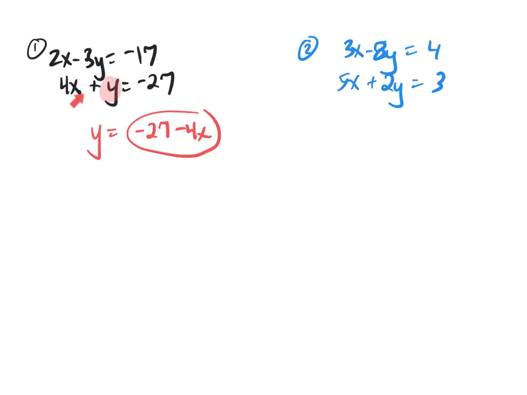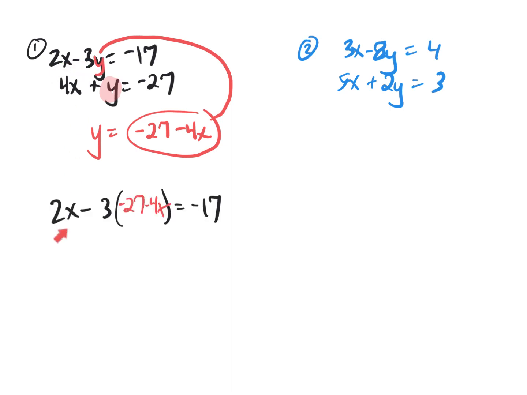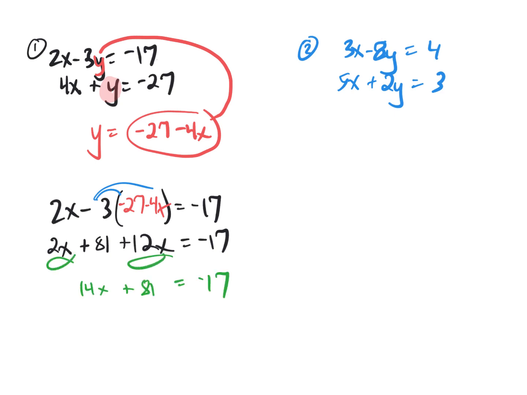Choose the bottom equation and choose y to solve for. Subtracting 4x from both sides, we've now isolated y. Step 1 is complete. Substitute that into the other equation in place of y. 2x minus 3 times y equals negative 17. Do the algebra. Distribute the negative 3 times negative 27 and times negative 4x. Combine your like terms. 12x and 2x is 14x.